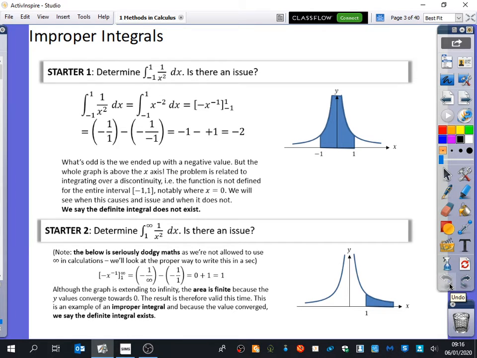So we're going to see, it says here, we will see when this causes an issue and when it does not. And we say here that the definite integral does not exist, okay? The second kind of thing that we might look at is to do with limits that involve infinity, okay? We're going to look at limits that involve infinity, like positive infinity and negative infinity.